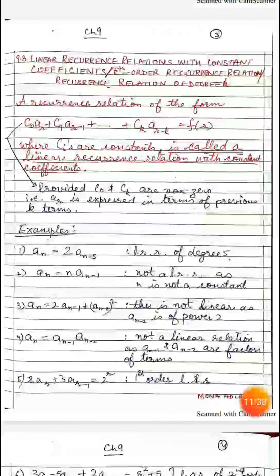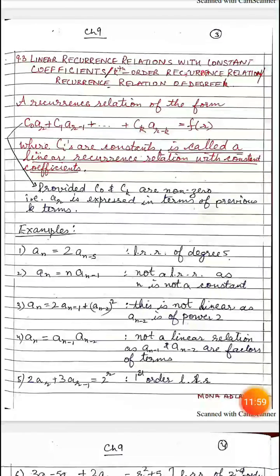As you can see in the generalized equation, it is not necessary that all the terms in between have to be there, but the an term and the an minus k term have to be there. If I want to bring it to the form in which the right hand side has an FR, I can rearrange the first example as an minus 2an minus 5 is equal to 0. Then our FR will become 0.